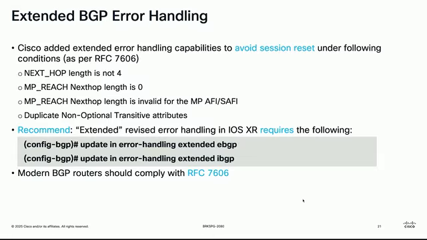IOS XR also supports extended BGP error handling capabilities. However, those are not enabled by default. We highly recommend that you enable those capabilities as shown in the below box via those CLIs. If you don't enable it, and any of those 4 parameters which I've defined at the top is violated, for example, if you receive an update with the next hop length not 0, the BGP session will get reset. So it's important that you enable it on your devices.